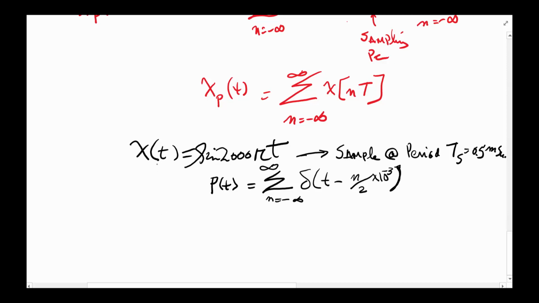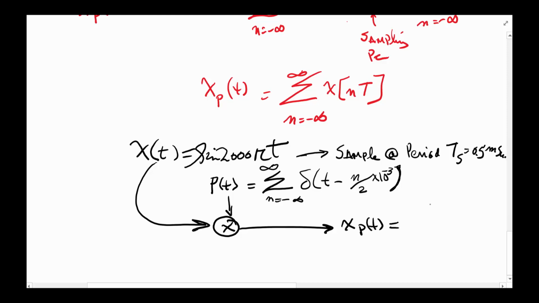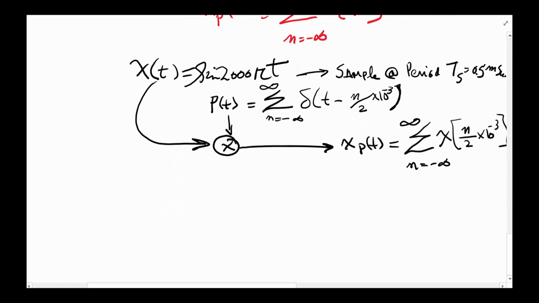Our x of t is basically right here, so we're going to feed that in, multiply those two, and what comes out is xp of t, which, as we know, is the summation of n going from minus infinity to infinity of x of n times t, which is n divided by 2 times 10 to the minus 3. Okay. So what does that look like?